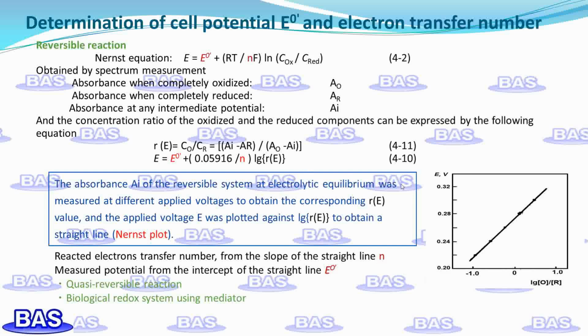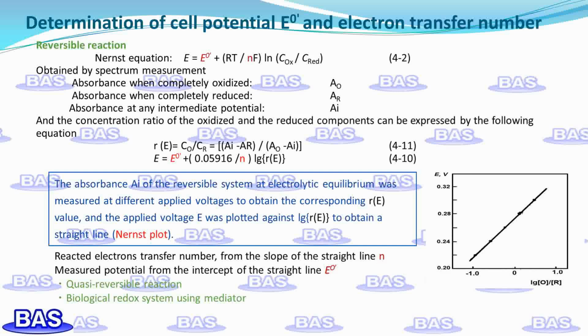The absorbance at the intermediate potential of the reversible system at electrolytic equilibrium was measured at different applied voltages to obtain the corresponding RE value, and the applied voltage was plotted against log of RE, to obtain a straight line. From the slope of the straight line, the number of reaction electrons N can be calculated, and from the intercept of the line, the electrode potential is obtained. Electrochemical measurements alone make it difficult to measure the electrode potential of quasi-reversible reactions and biological redox systems using a mediator, but spectroelectrochemical measurements and Nernst plots give the number of reactive electrons and potential.